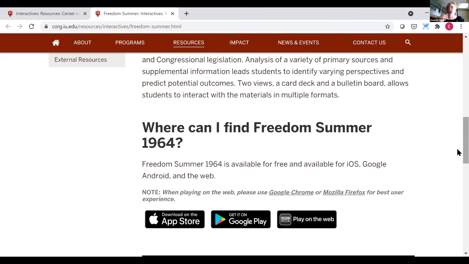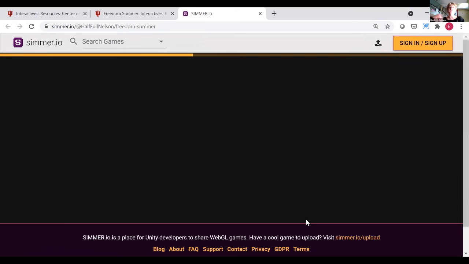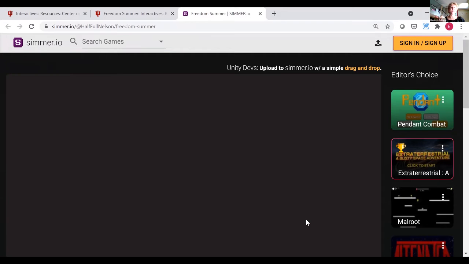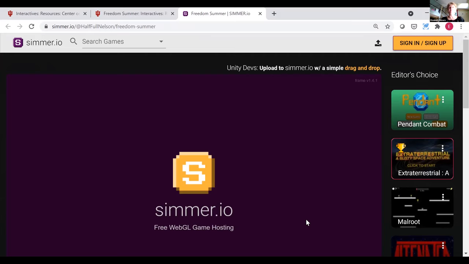Or if you have Chromebooks, tablets, or other laptop type devices, or even just your teacher computer unit, you would play on the web. And when you play on the web, it does go to this place called Simmer for right now, which is just a free web development state. And it does have some games over on the side, but once they get in, hopefully we keep them focused, and we're working on doing that.